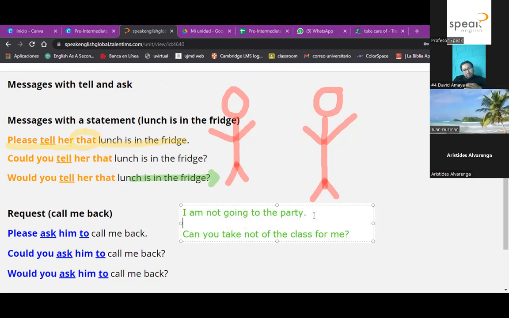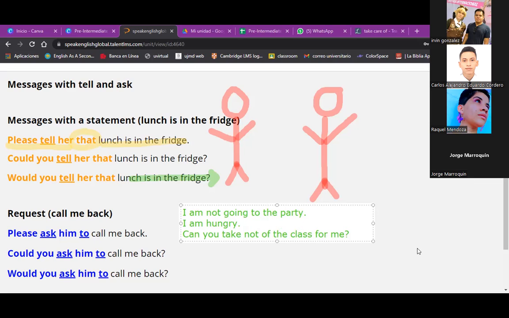I'm going to put over here, let's see. I am hungry. Okay, let's practice with Irving. Irving, you are hungry. Okay? Irving, you are talking to Alejandro, but you want the message to get to Jorge. Usted quiere que el mensaje le llegue a Jorge.